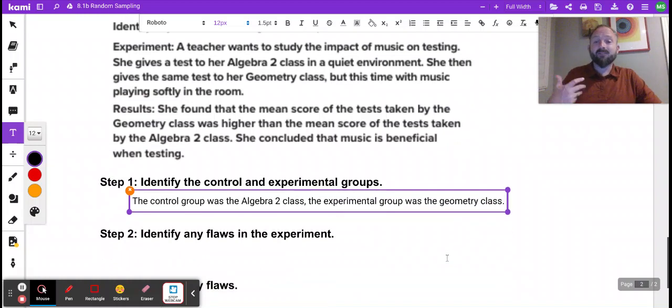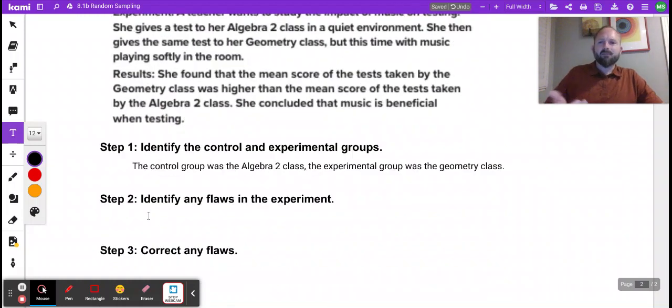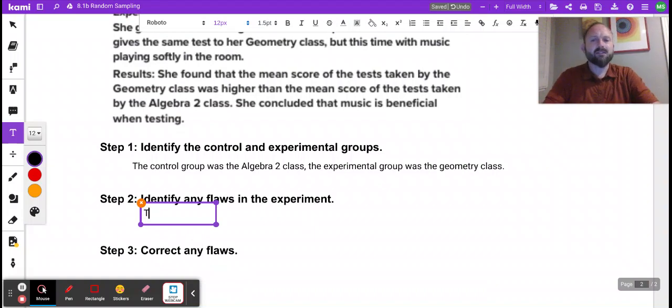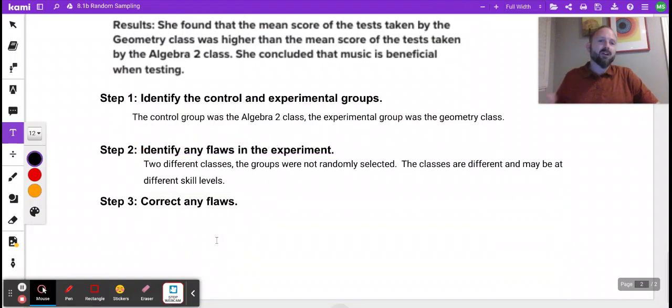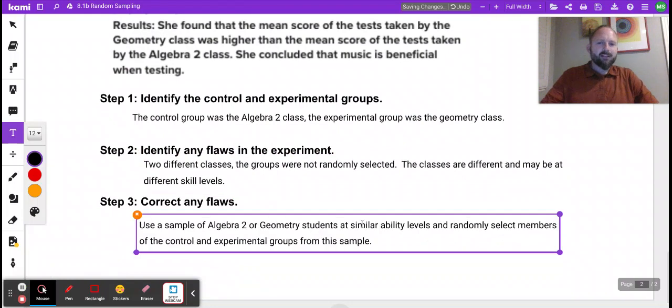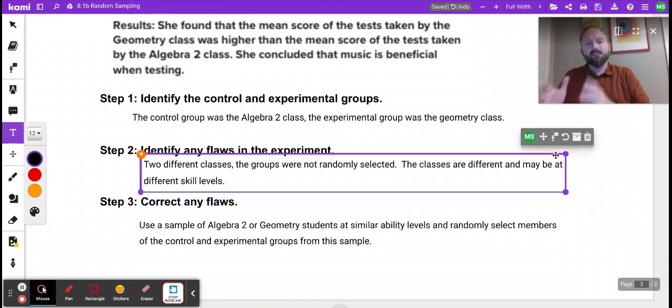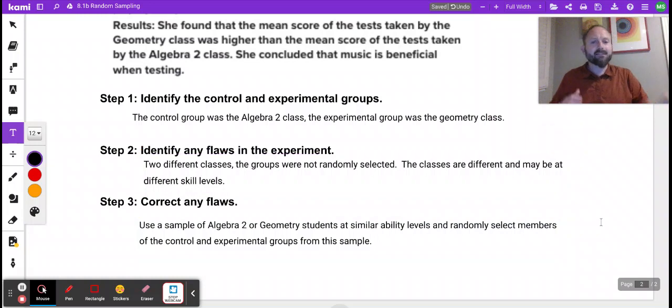So there are some flaws to this experiment. These are two different classes. Furthermore, the groups were not randomly selected. The classes are different, and they may be at different skill levels. So if we were to correct these flaws, I'd do the following. You could use either the Algebra 2 or the geometry students at similar ability levels, and randomly select members of the control and the experimental groups from the sample you just created.